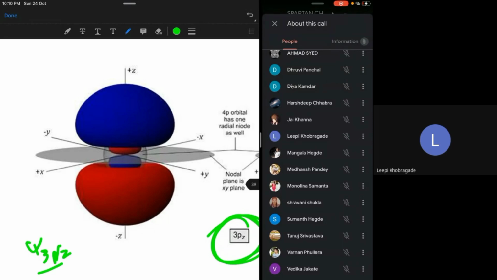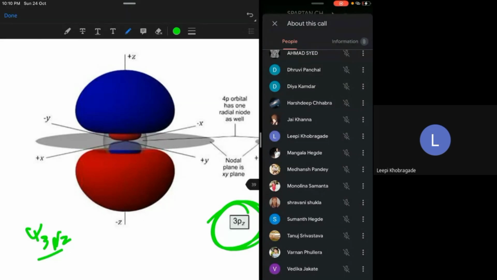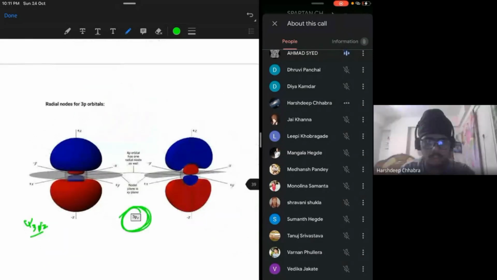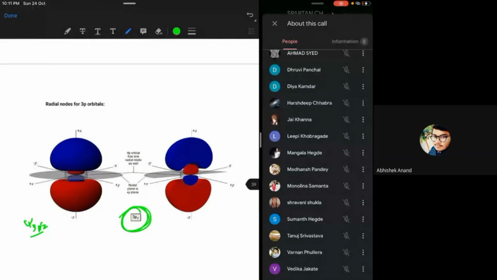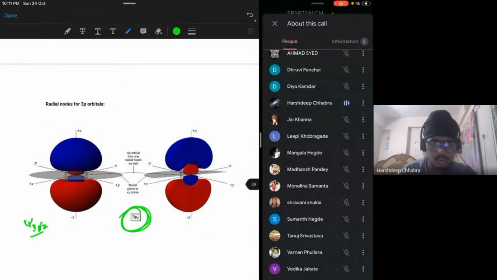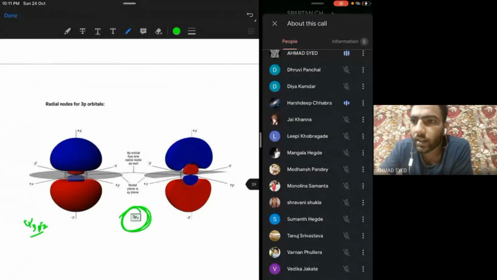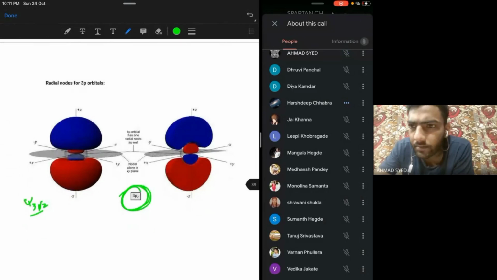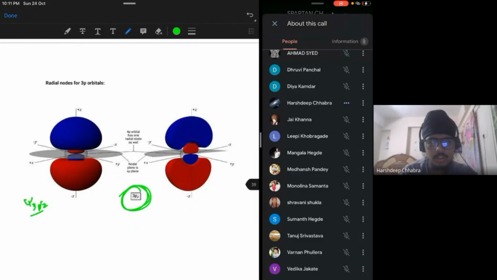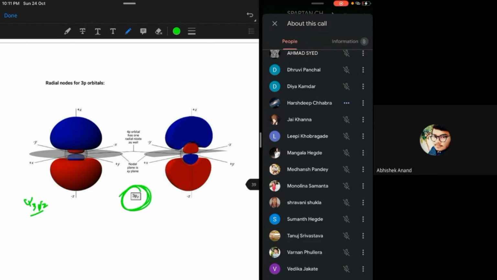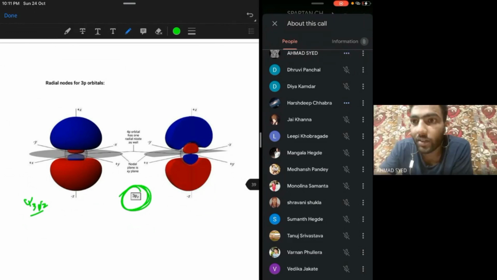Can someone tell me where the radial node is? Origin? The gray part is just a plane. How many nodes here? One plane. Nodes are only one.